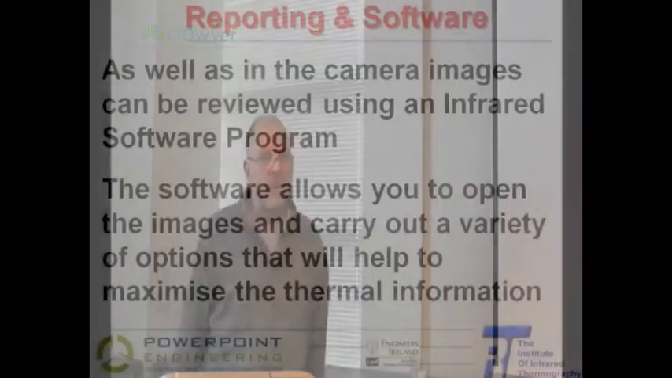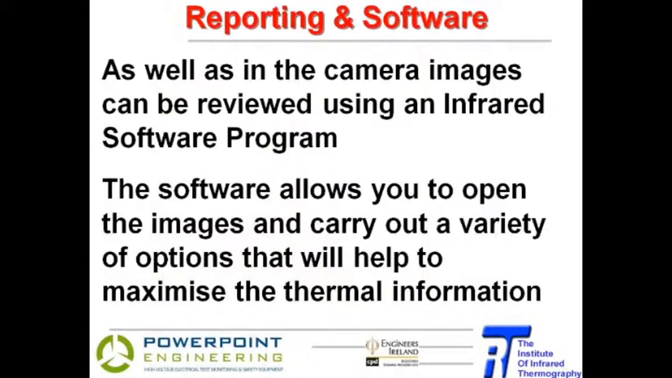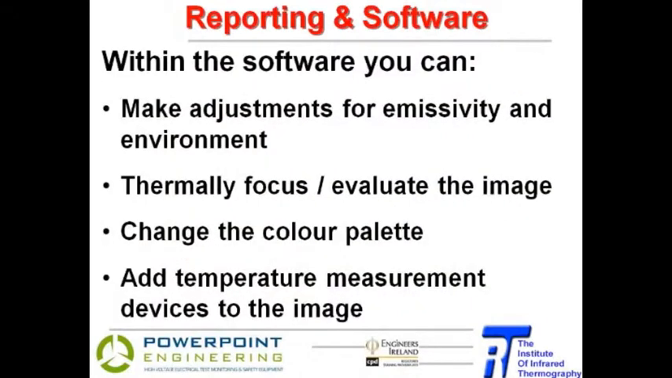And then we put our images into a software program, and we can do various things to that image. We can maximize the thermal detail in what we call thermal focus. We can make adjustments for emissivity and the environment. We can put those kinds of factors in. With thermal focus, what we're doing is trying to put as many colours available to us on the target so we can isolate the background. We can isolate areas that we don't need. We can change the colour palette. The colours aren't fixed. We can change those. And we can put measurement temperature devices onto the image so that we can get accurate readings from it.